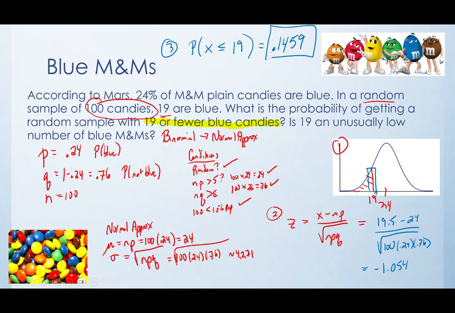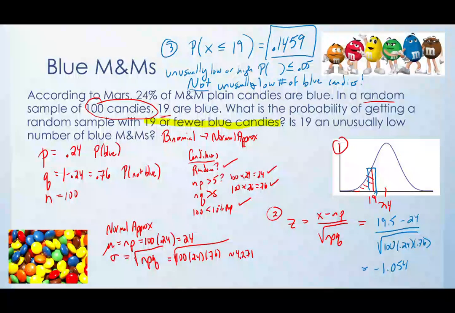So, is this an unusually low number of M&Ms? So here, unusually low or unusually high, unusually low or high, would be if the probability of whatever that is is 5% or less. Okay, we are not below 5%, so we're not unusually low. So not an unusually low number of blue candies.